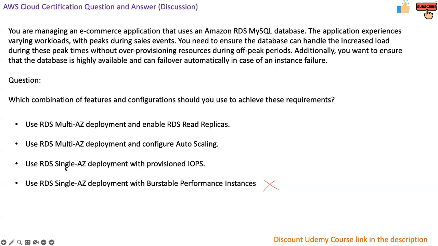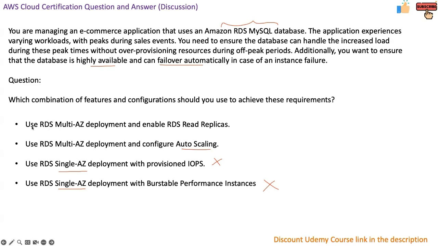The next one is use RDS single AZ deployment with provisioned IOPS. Now, the moment you see any kind of single AZ deployment, you can ignore this answer because we already said that we need to have a good failover mechanism automatically and a highly available system. So this is also a wrong answer. Then we have use RDS multi-AZ deployment and configure autoscaling. This looks like a good answer, but RDS does not support autoscaling by default. Remember, Aurora does, but we are not speaking of Aurora here. We are speaking of the Amazon RDS MySQL database. Nowhere in the question have we mentioned Aurora, and this is very important to know.